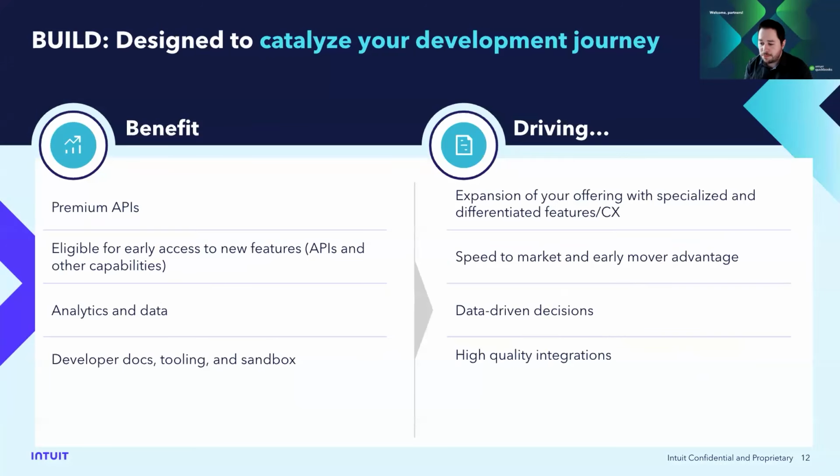Let's start with build. Again, build is very much designed around all things development. We want to catalyze your development journey. We want to make sure that there are the right resources and information in place to build high quality integrations. So some of the new benefits that we are rolling out include a new set of APIs. This is a separate category, which we'll talk about in just a bit. We're calling it Premium APIs. And really, that is providing specialized and really differentiated feature sets. So really driving the expansion of your offering, perhaps an improved customer experience, really facilitating specialized use cases.